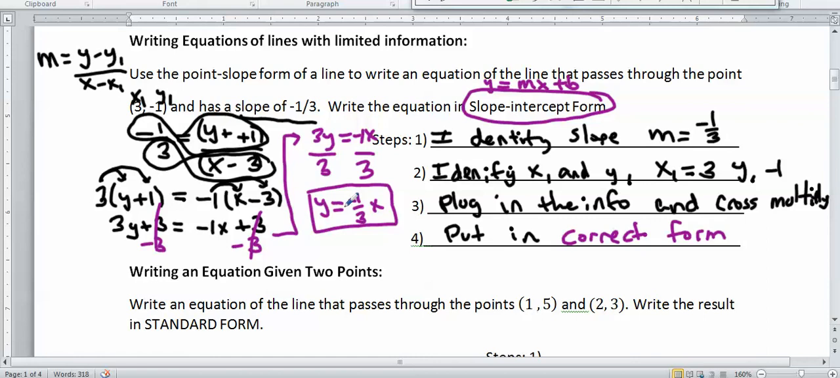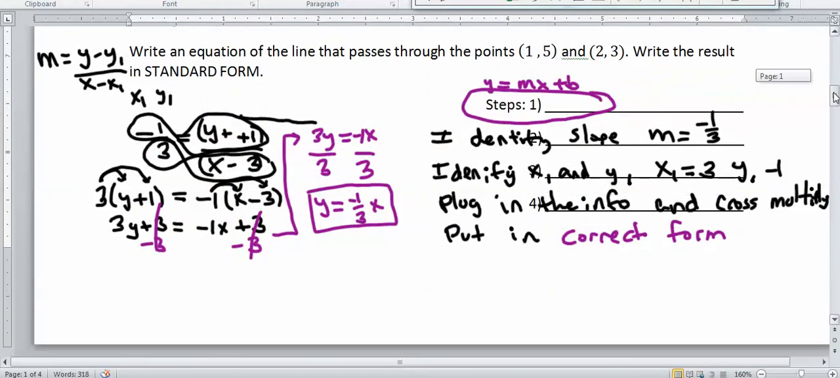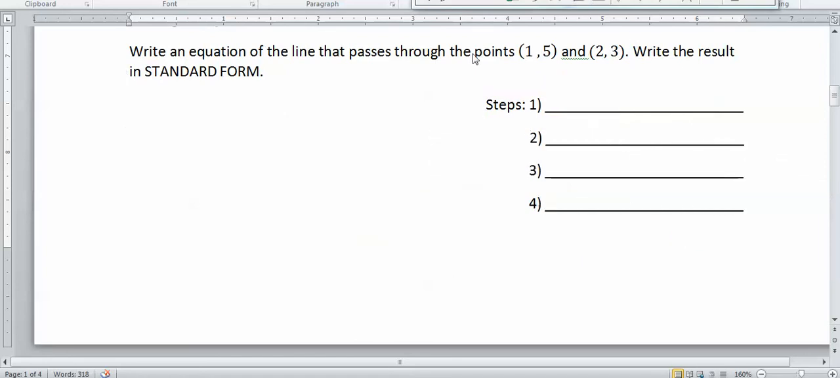Okay, so the other situation that might arise from finding the equation of a line is that you need to find the slope first. Okay, so in this case, it says write the equation of a line that passes through (1, 5) and (2, 3), and write the result in standard form. So the first thing I do is find slope. And this is going to take regular slope form. m is equal to y2 minus y1 over x2 minus x1.